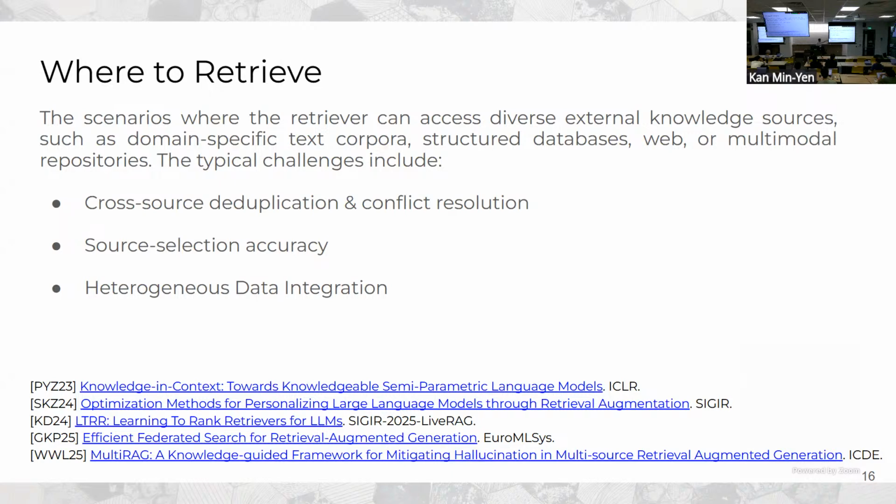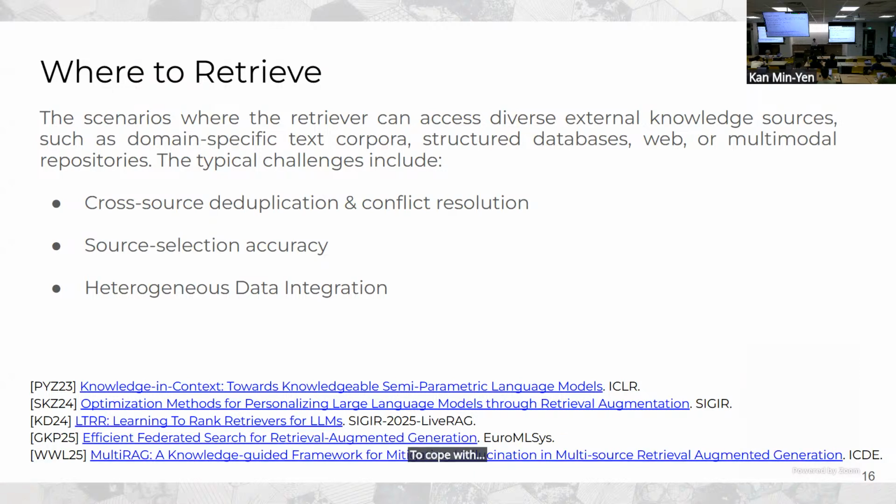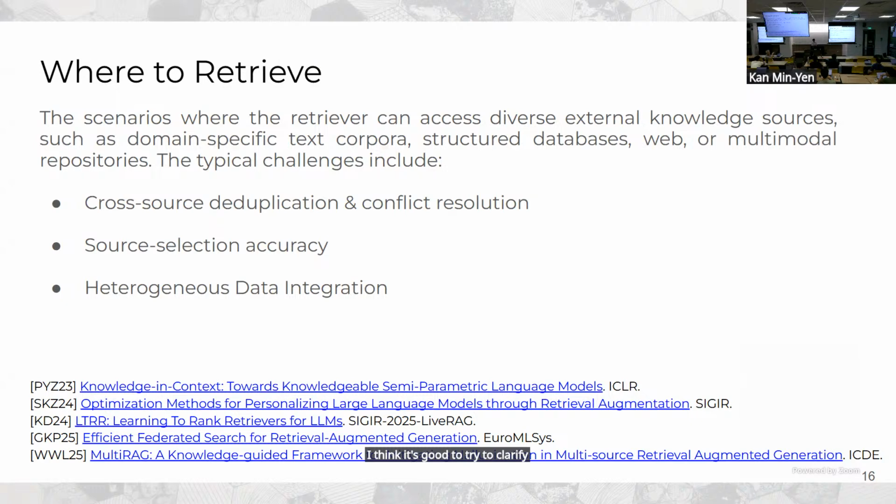Meantime, we also listed a number of reference papers that can be used to cope with this problem. But before going on, does everyone understand what all these three bullet points mean? I think it's good to try to clarify. Maybe you can explain more about the bottom two, the source selection and the heterogeneous data integration.